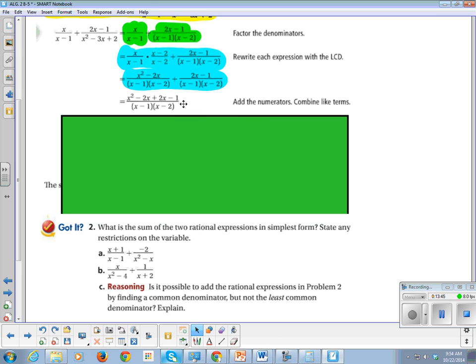All right, and then you just add the top components together. So I have this x squared. He doesn't have any other x squareds on top to combine with, so he just stays. I have my negative 2x plus 2x, which they've written here, and I have my minus 1, and it's all over the same denominator.